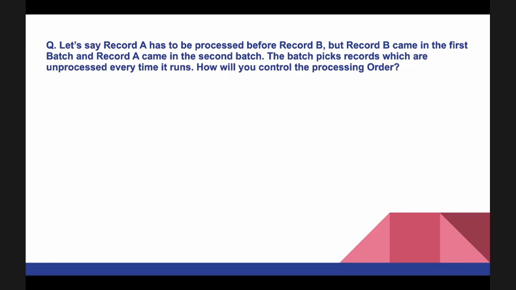We can implement database.stateful, and because of that we can check whether record A has been processed or not. If it is not processed and record B has come, then don't process record B. That means we only process record B after record A has been processed, and we can do this using database.stateful. So that's how exactly it works.